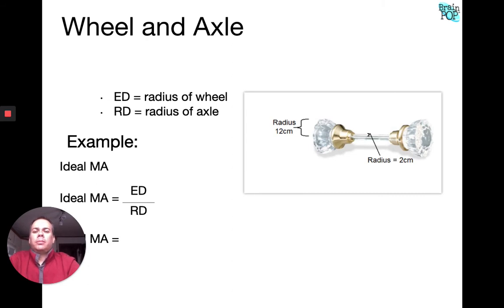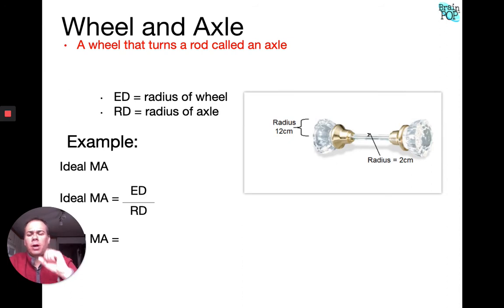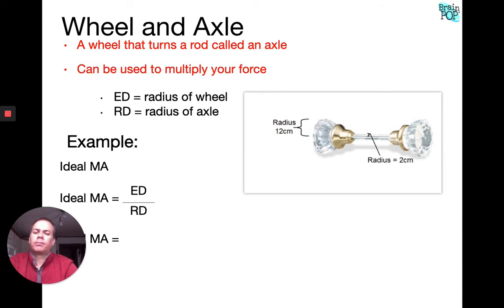The final type of simple machine for us to talk about today is called the wheel and axle. Okay. A wheel and axle is made up of a larger, what we call wheel, which is attached to a smaller rod called the axle. When you turn the wheel, the axle turns with it. And so a wheel and axle can be used to multiply your force. So here I have a picture of a doorknob. It's not in a door, but a doorknob is an example of a wheel and axle.